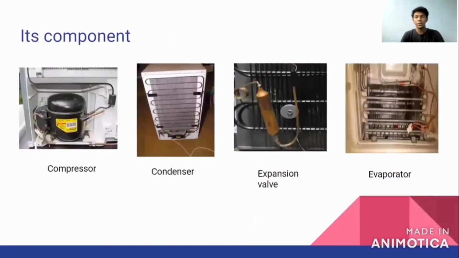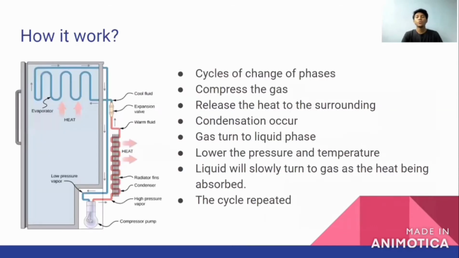And these are the components: compressor, condenser, expansion valve, and evaporator. So how does it work? It is actually because of the cycles of change of phase in the refrigerant. First, the refrigerant gas will be compressed at the compressor, and then it will be turned to a high pressure and high temperature gas. The gas will then flow to the condenser, and at the condenser, condensation occurs. The gas will be turned to liquid phase.